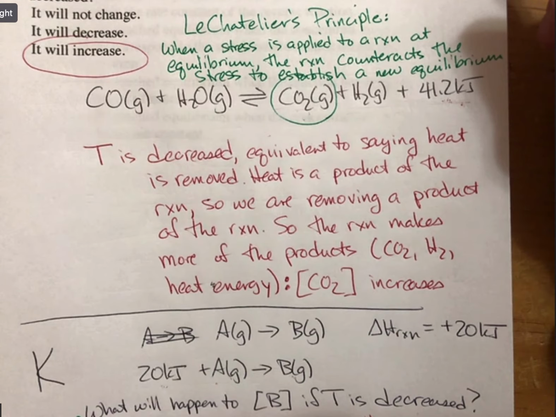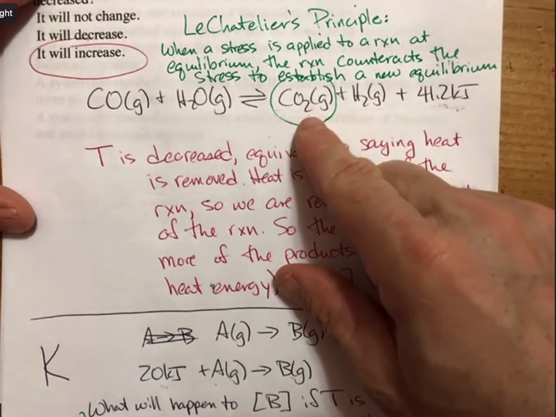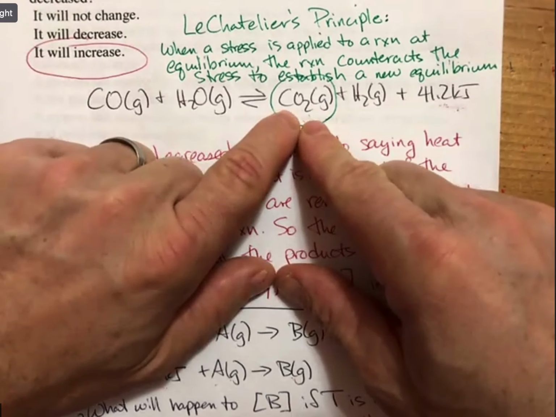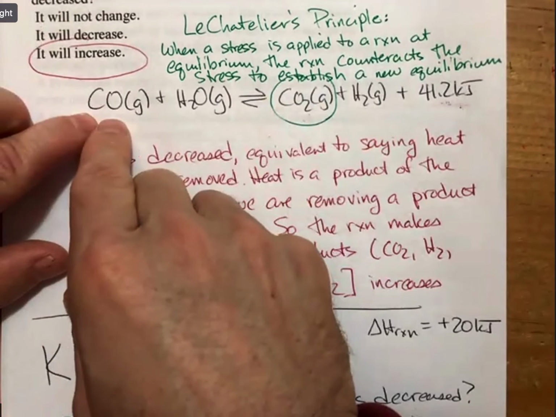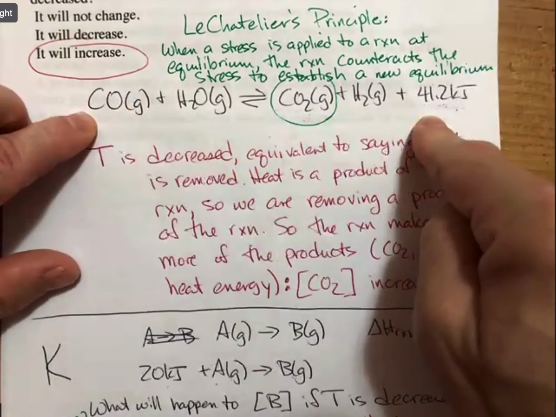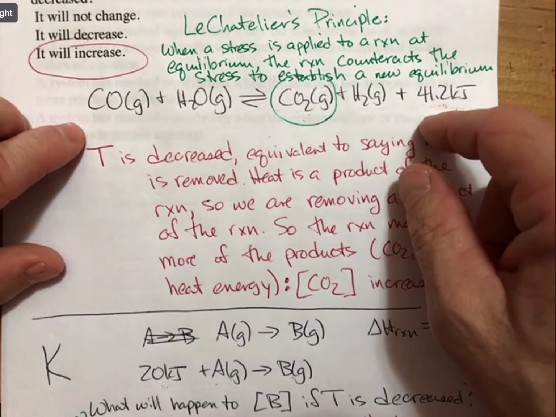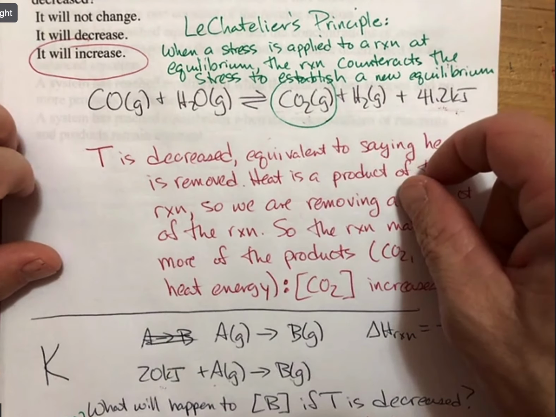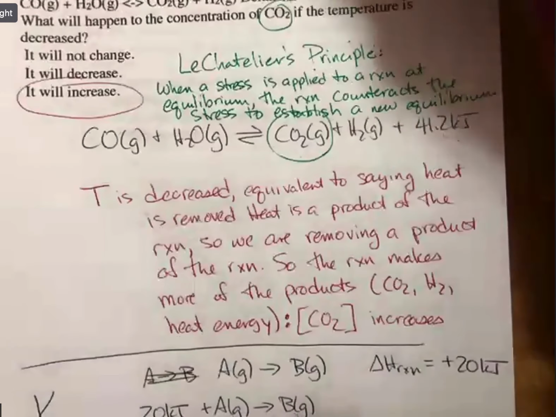haven't talked about concentrations. So for concentrations, if you increase the concentration of CO2, the reaction shifts away from it. If you increase the concentration of CO, the reaction shifts away from it. So concentrations are relatively easy, I think, in terms of Le Chatelier's principle. Heat is a little more complicated, and pressure is a little more complicated.